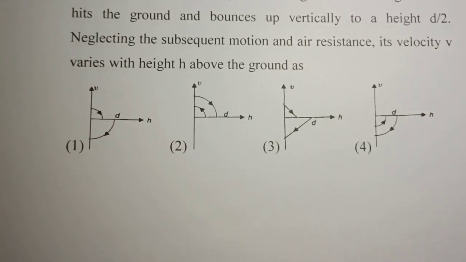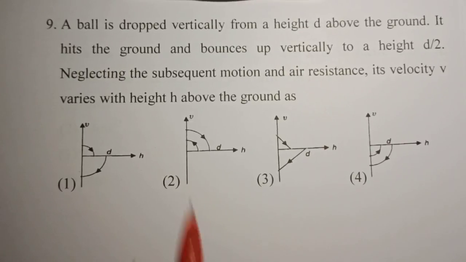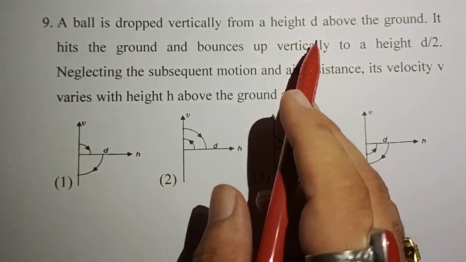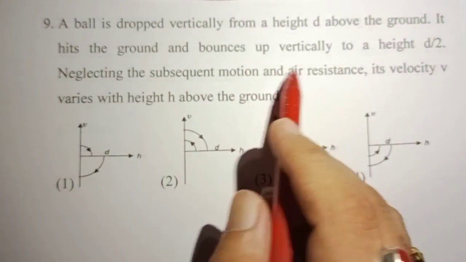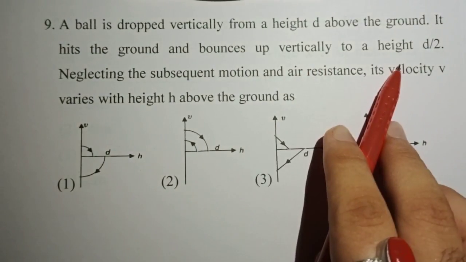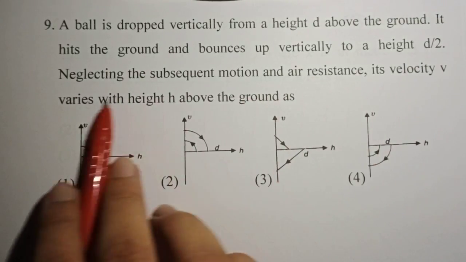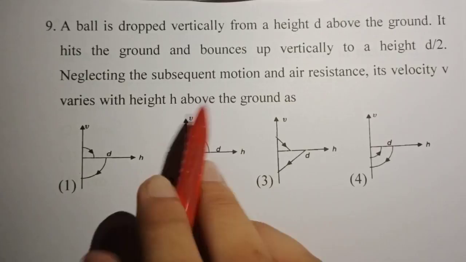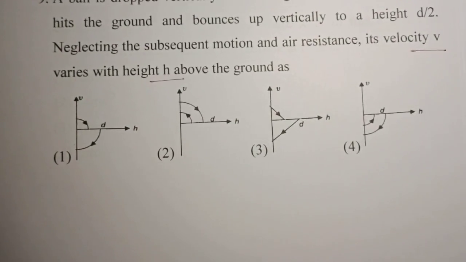Next we will go to question number 9. A ball is dropped vertically from a height d above the ground. It hits the ground and bounces up vertically to a height d by 2. Neglecting the subsequent motion and air resistance, its velocity varies with the height above the ground as... So we have to draw the variation of velocity with distance.